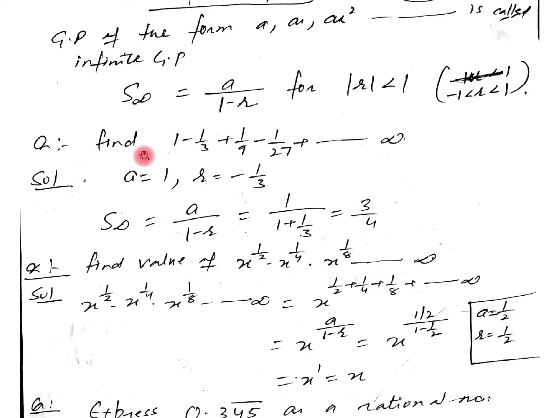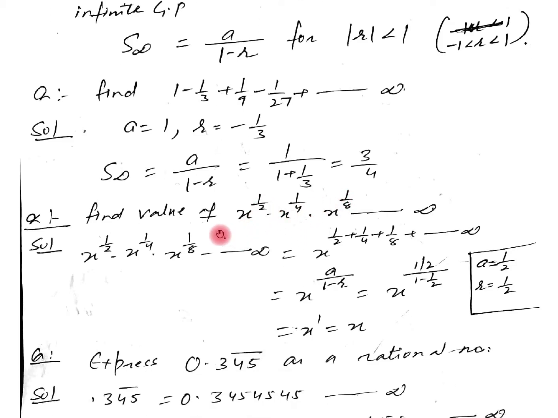The question is, find the sum of this infinite GP. Firstly, we can say it is a GP. a is 1 and r equal to minus 1 upon 3. Then the sum of all these terms is given by S infinity equal to a upon 1 minus r. Putting the value of a and r and solving it, we are getting 3 by 4.